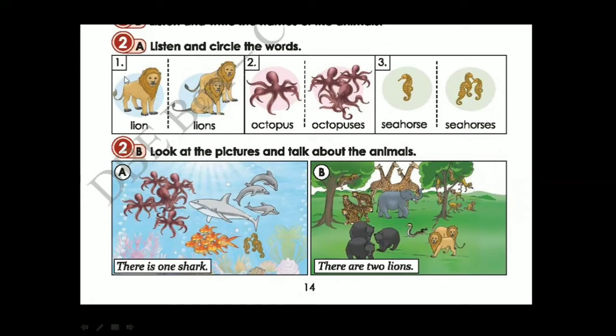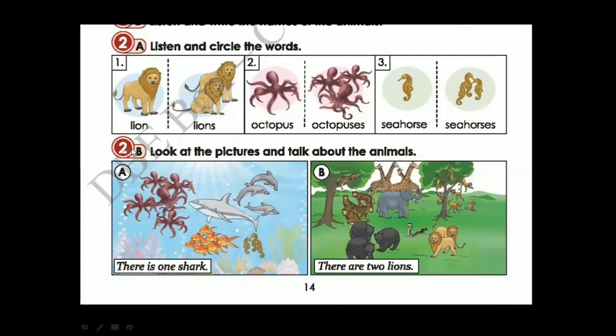Number one, lion. Number two, octopus. Number three, seahorses. Okay, so number one, yeah, in this picture there is only one lion. Number two, yeah, this one only one octopus. So number three, seahorses. So the target is the three seahorses.